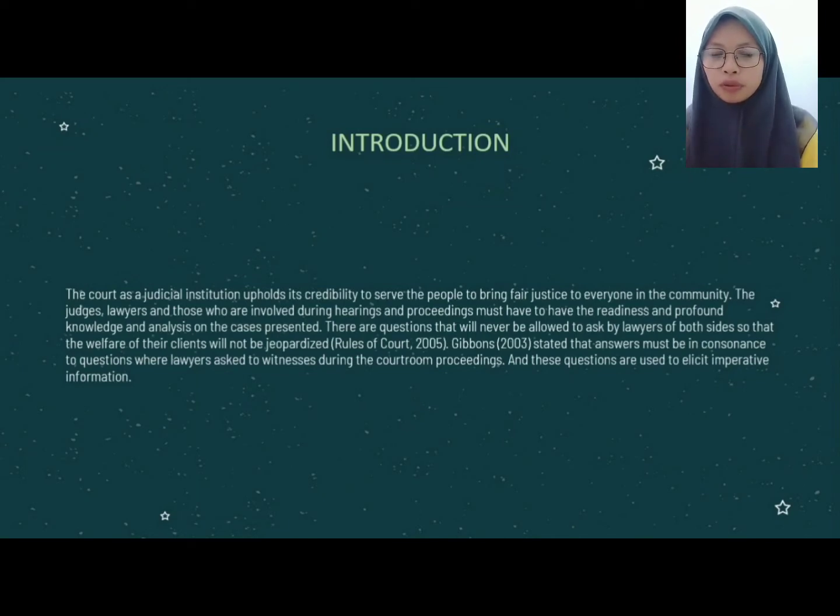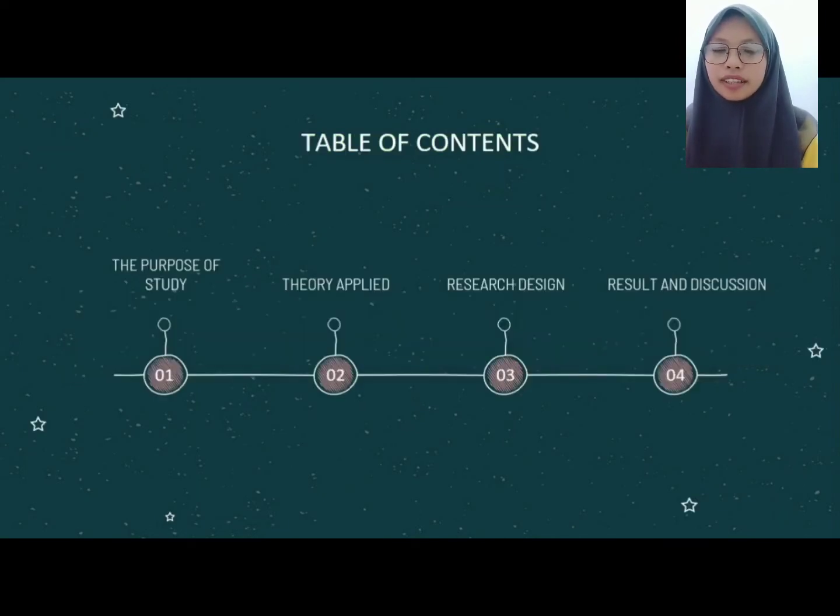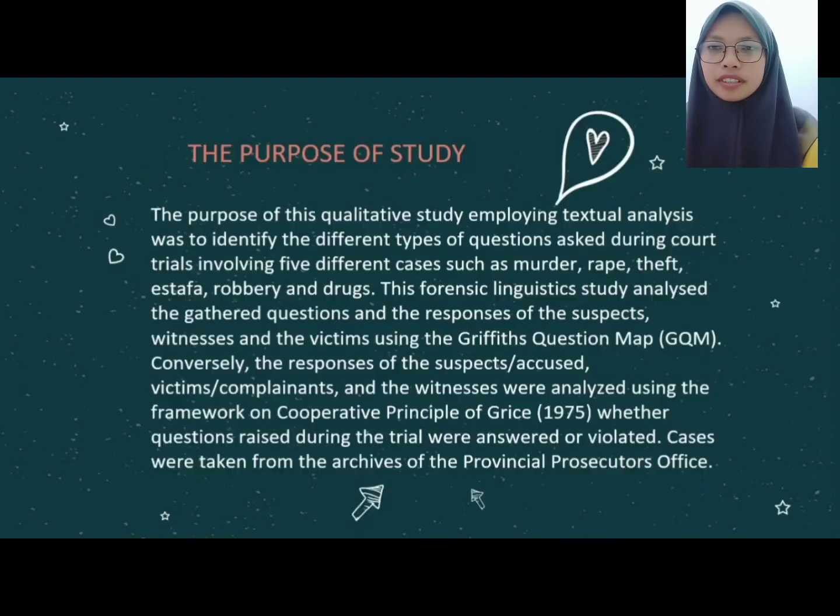Okay, we move to the table of contents. For the first is the purpose of study, the second theory applied, the third research design, and the last is result and discussion. For the first is the purpose of the study.